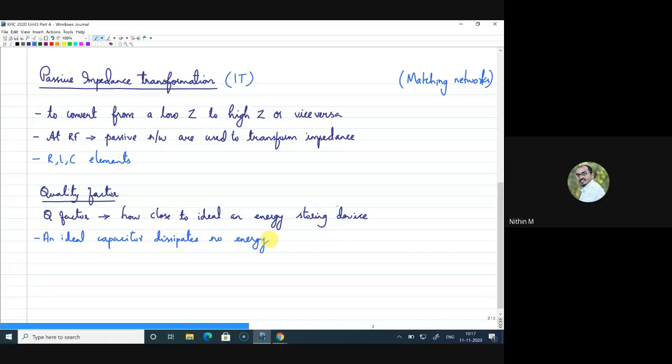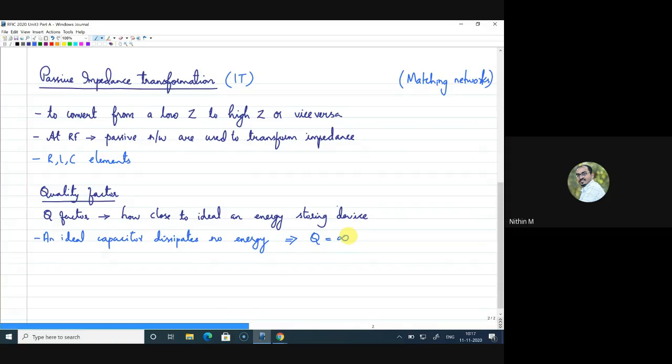Right. So since an ideal capacitor is not dissipating any energy, we often express the Q factor of an ideal capacitor as infinity. If the capacitor is not dissipating any energy, we will express the Q factor as infinity. Now the question is, why are we writing that an ideal capacitor dissipates no energy? So what is the possibility that a capacitor will dissipate energy?